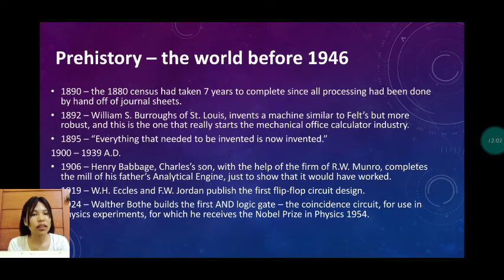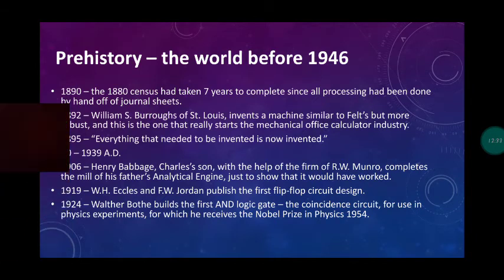In 1895, the claim is made that everything that needed to be invented is now invented. Then 1900 to 1939 AD. In 1906, Henry Babbage, Charles' son, with the help of the firm of R.W. Munro, completes the mill of his father's analytical engine, just to show that it would have worked.